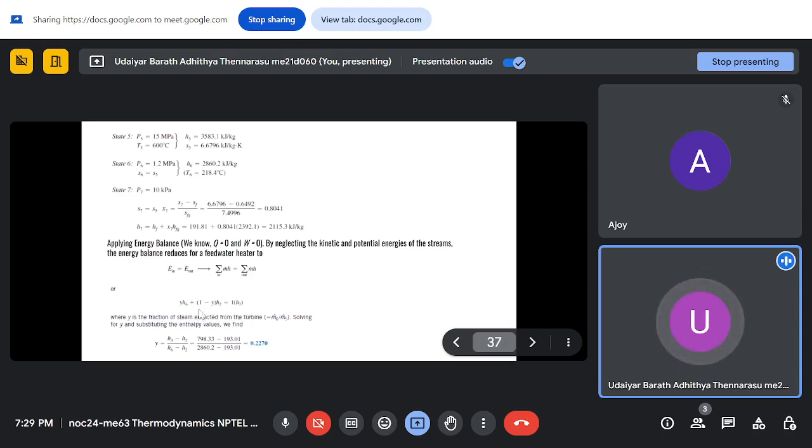So we know all the enthalpies. From this we can find out the fraction y which you are taking away from the turbine. So this will be equal to 0.2270.